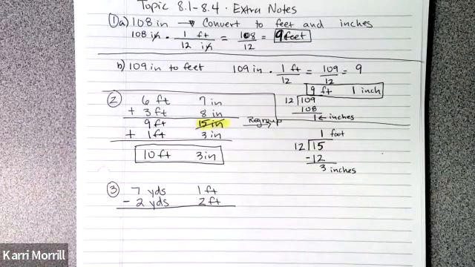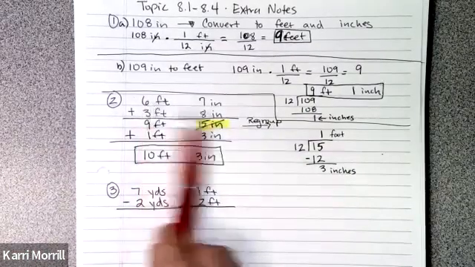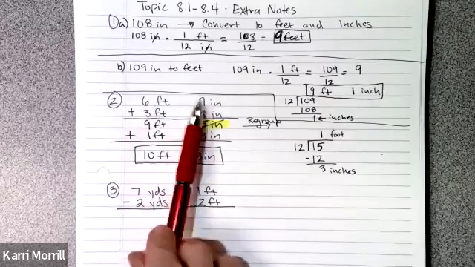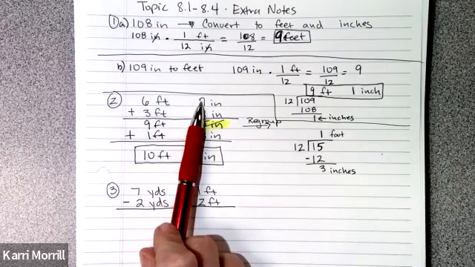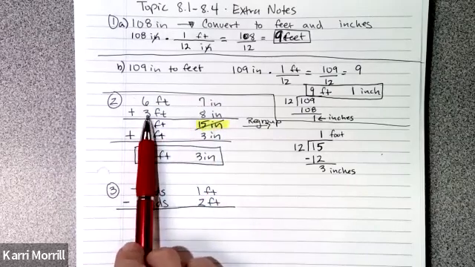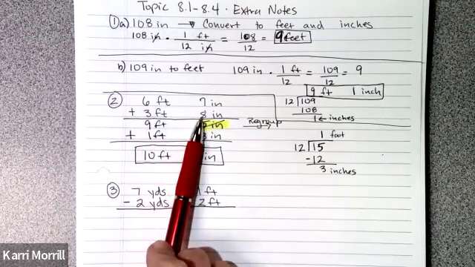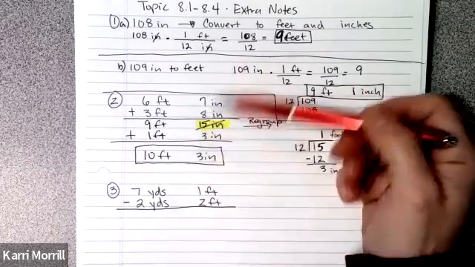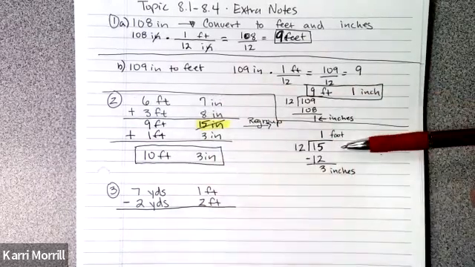It's not even application problems on the homework, but you're just practicing adding them. And what you can do if you want, for an application problem, is you could turn all of this into inches by taking 6 times 12 and adding 7 to it. And then that would represent that in all inches. 3 times 12 and add 8 to it. And you may see that when we do an application problem, or you can just keep it just like this and regroup.